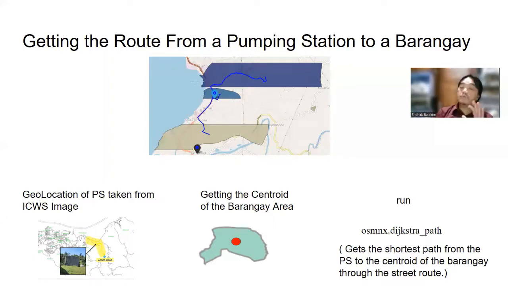Again, we used this method because the exact route was not provided to us, but they mentioned that the routes, or the water pipes, follow the street layouts. It so happened that OpenStreetMap has data for all of the streets in the Philippines, and when you run the Dijkstra path, it will also follow the street layout. So that is how we got the route from a pumping station to a barangay.